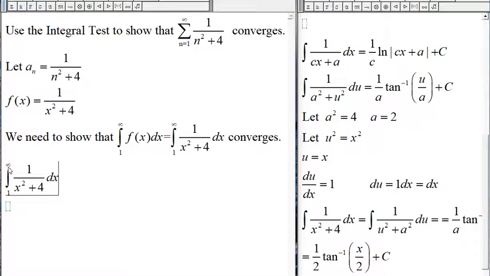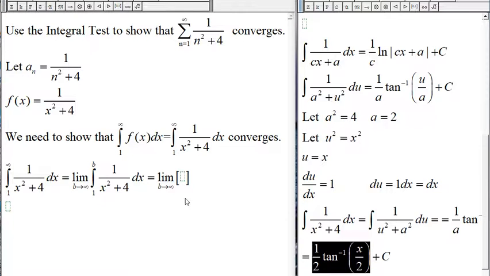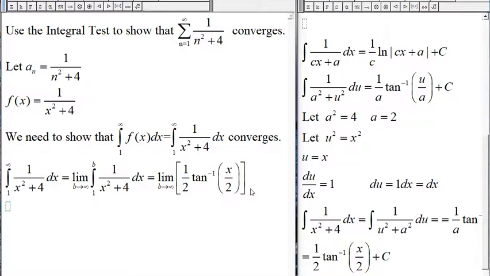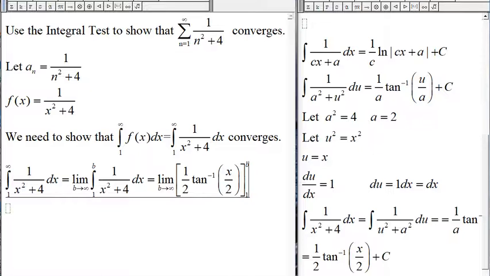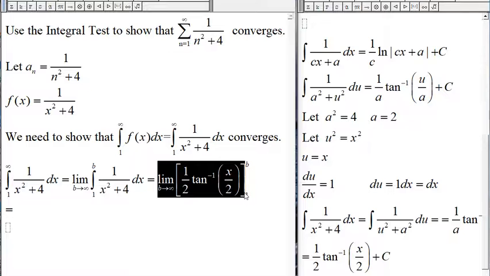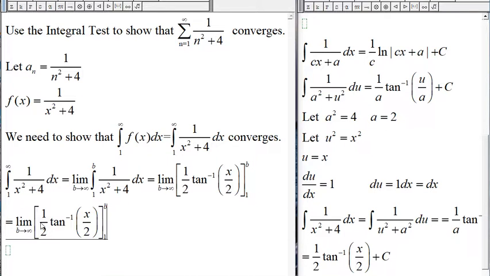So now come back over here. This is the same as the limit as b approaches infinity of the integral from 1 to b. And this is equal to the antiderivative of 1 divided by x squared plus 4, which is 1/2 tangent inverse of x divided by 2. And then we need to evaluate from 1 to b. So first, we'll plug in b, and next we'll plug in 1.